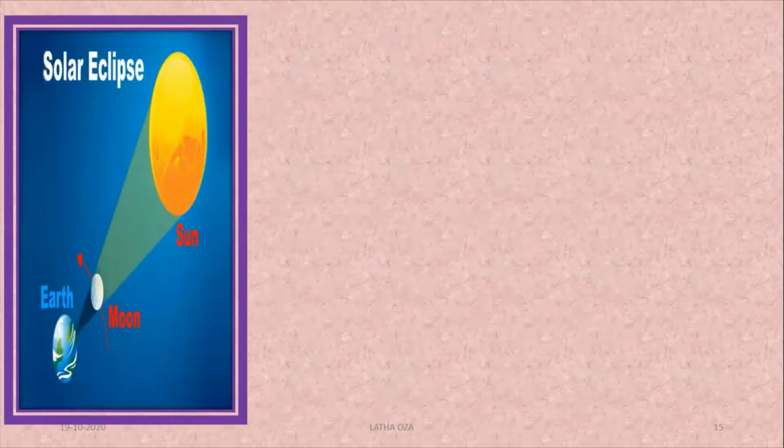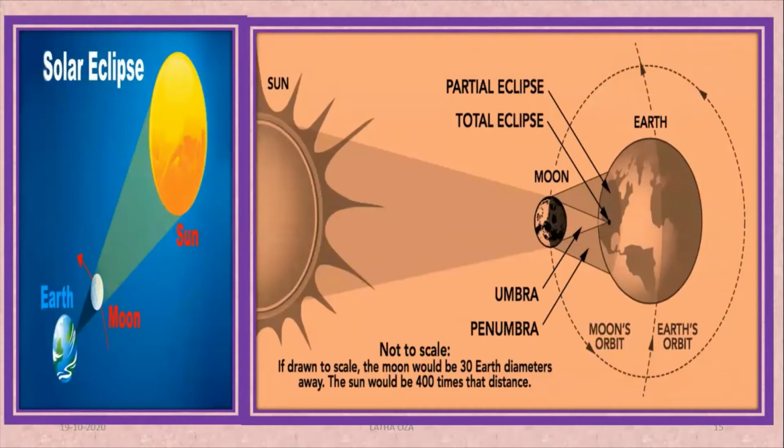Now, there are two types of eclipse. Solar eclipse. In a solar eclipse, the moon comes between the earth and the sun. So, the shadow of the moon is cast on the earth. During solar eclipse, the moon hides the sun from the earth either partially or totally. The solar eclipse is of two types: total solar eclipse and partial solar eclipse. Total solar eclipse occurs when the sun is totally hidden by the moon. A partial solar eclipse occurs when only a portion of the sun is hidden by the moon.